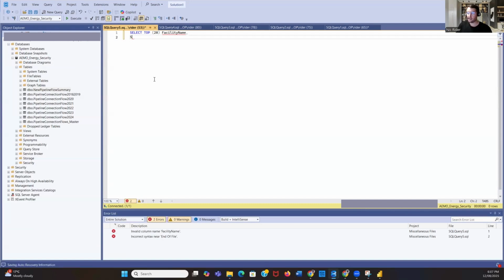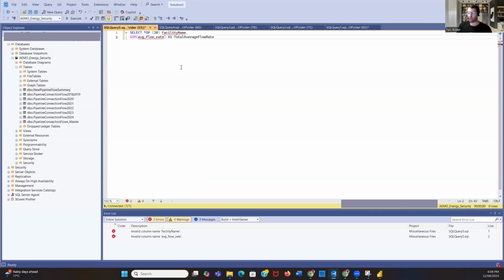Okay, and then down here, I would go for SUM. I want top 20 for the facility names because I want to know what the top 20 producing facilities in the country are throughout this period. I want to sum the average_flow_rate, and I want to call that total average flow rate. That's what we're going to call it.